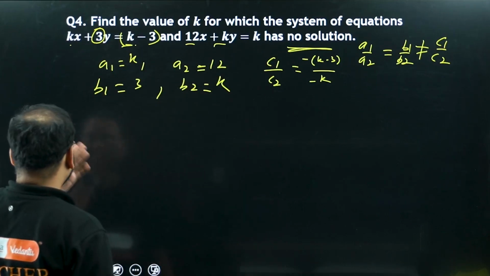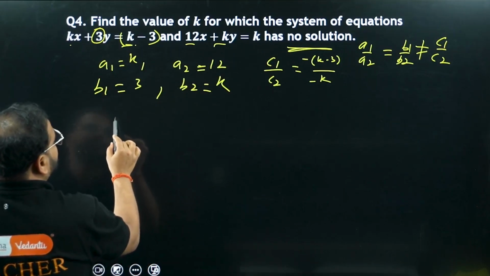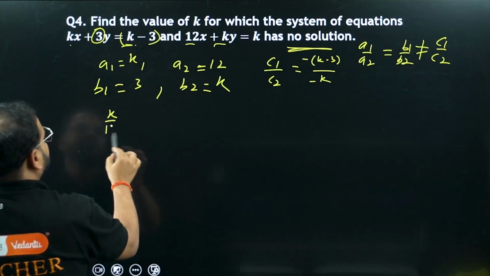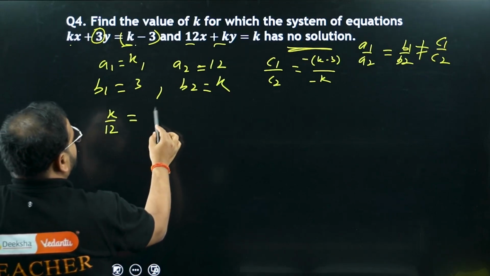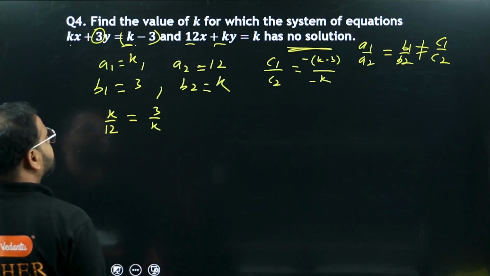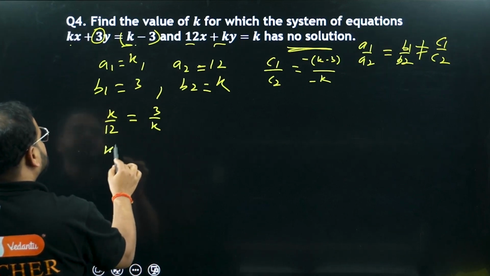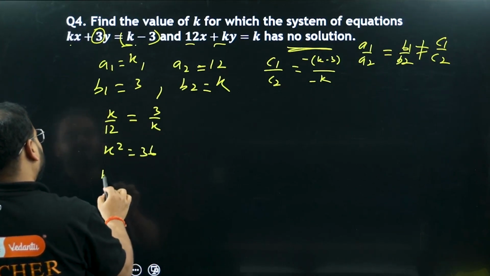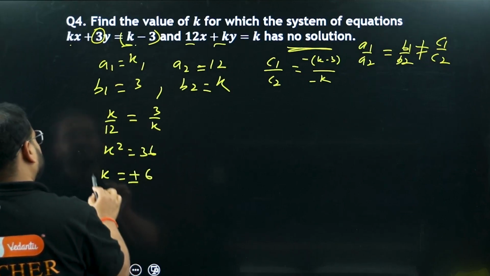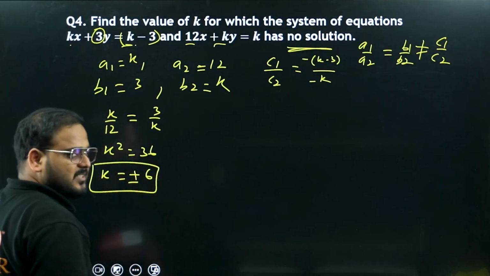Now please find a1 by a2. So a1 by a2 is going to be k by 12 equal to 3 by k, right? So find it from here. k square equals 36. So k equals plus minus 6. If you take the root, plus minus 6, both possible.